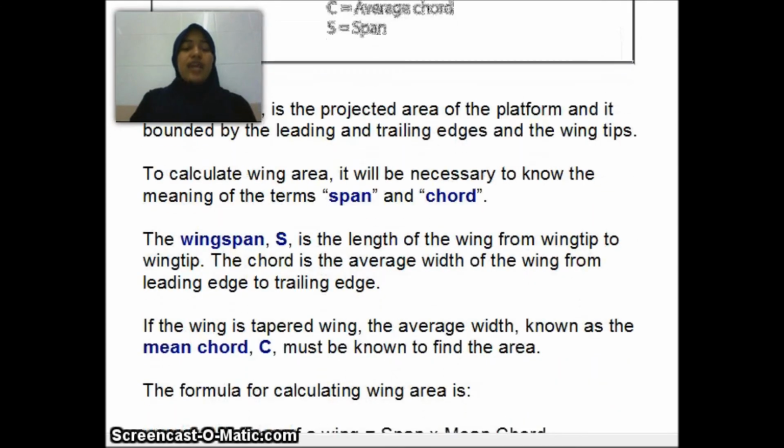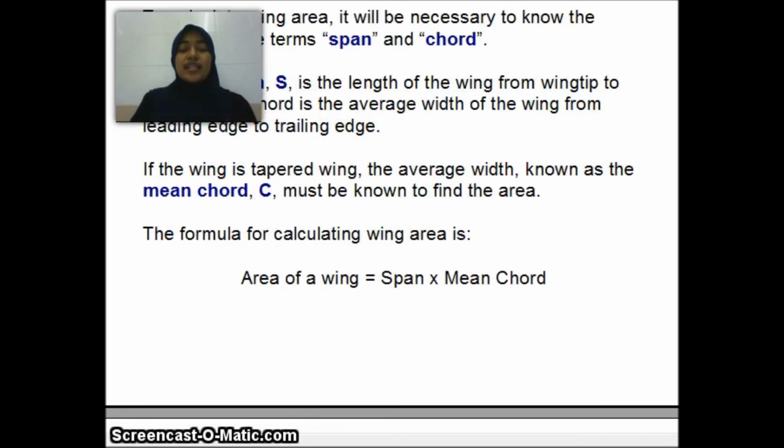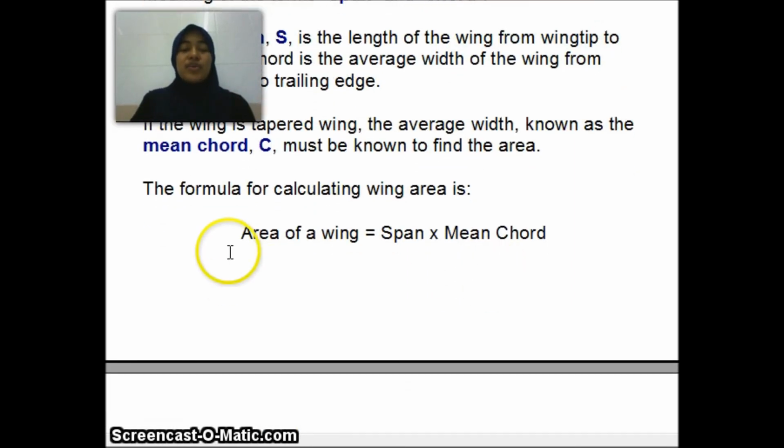If the wing is a tapered wing, the average width, known as the mean chord, denoted as C, must be known to find the area. So the formula to calculate the wing area is the span times the mean chord. The S times the C. We just multiply both of them, the S and the C.